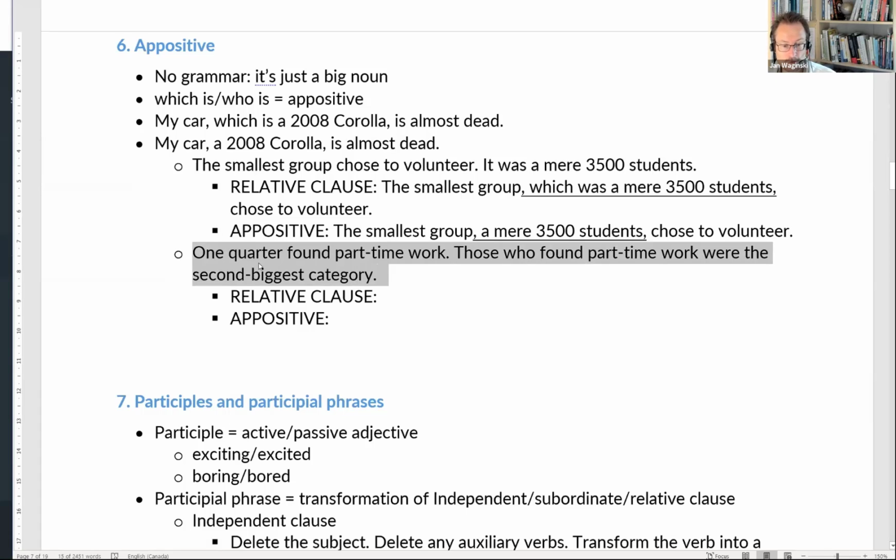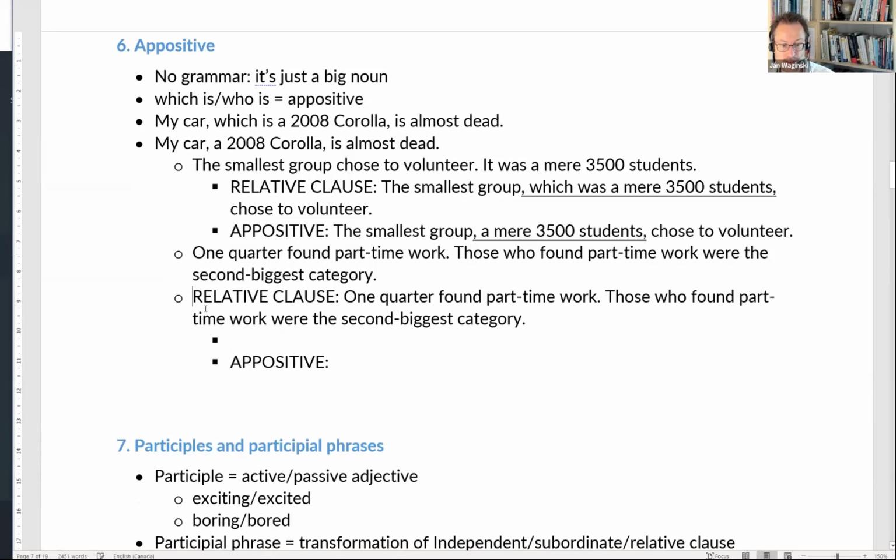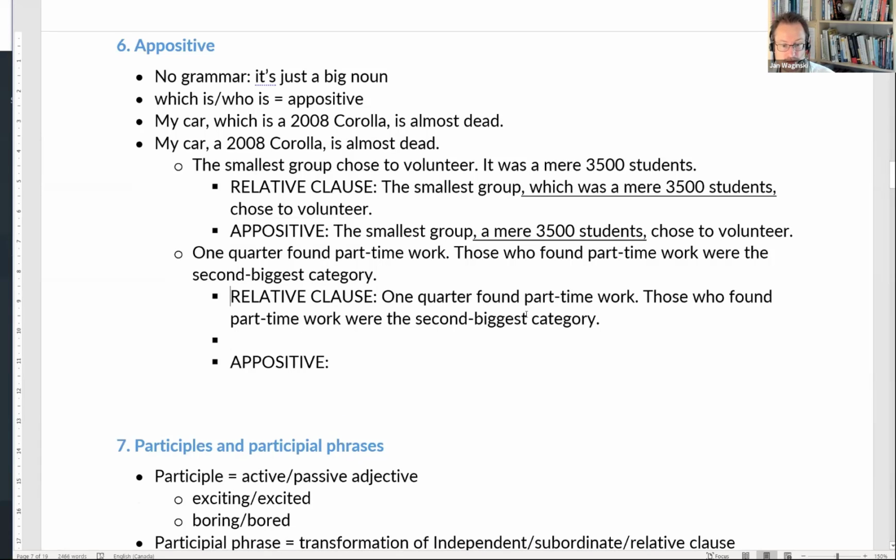So here, 1/4 found part-time work. Those who found part-time work were the second biggest category. How would we put this together using a relative clause? Zubi. 1/4 found part-time work, and then comma. Those who found part-time work were second biggest categories. Well, you'll have a run-on sentence if you do that. Remember, relative clauses are the ones that start with who, which, that.